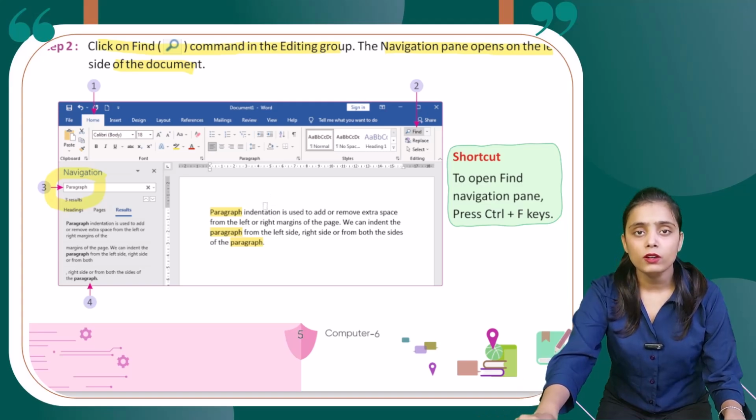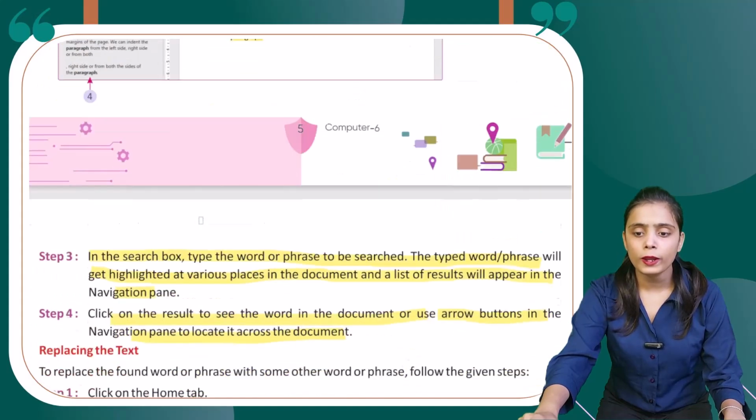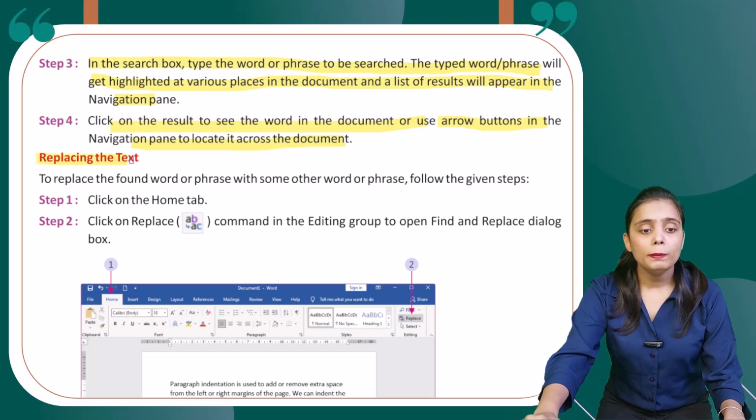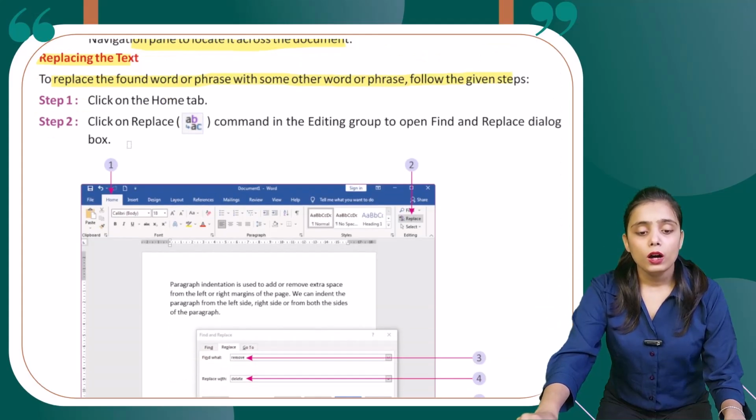You can navigate through the document, okay, and find that word and replace it very easily. So this is basically for finding the word, okay. Now after that, to open the find navigation pane, simply press Ctrl F keys, okay. Now it is all about finding the word. Now replacing the text. To replace the found word or phrase with some other word or phrase, follow the given steps. After that, click on the home tab. Click on the replace command in the editing group, and the find and replace dialog box appears, okay.